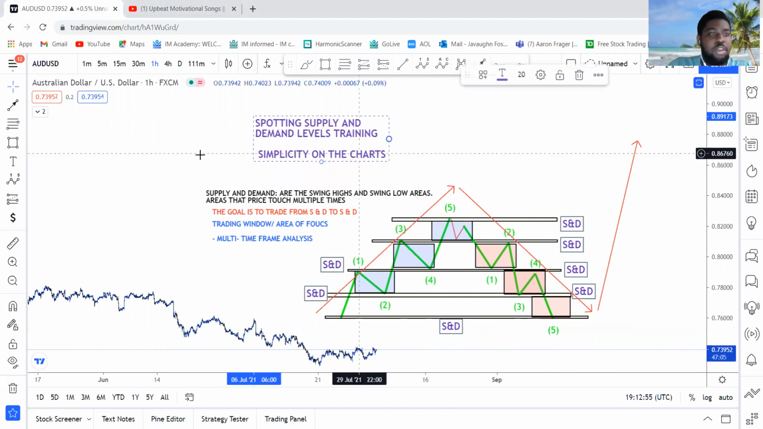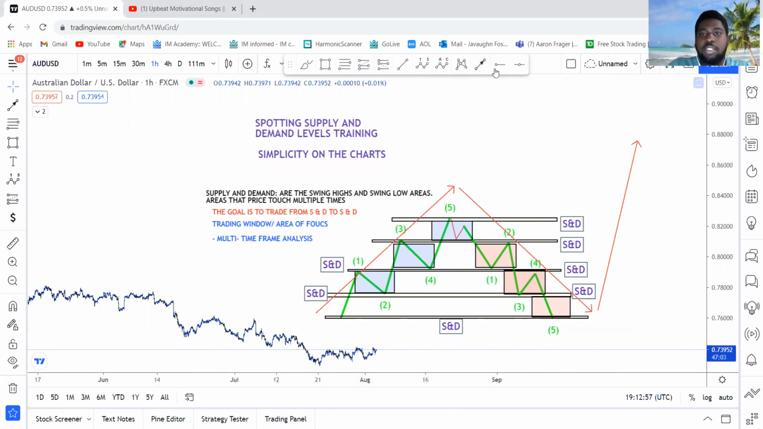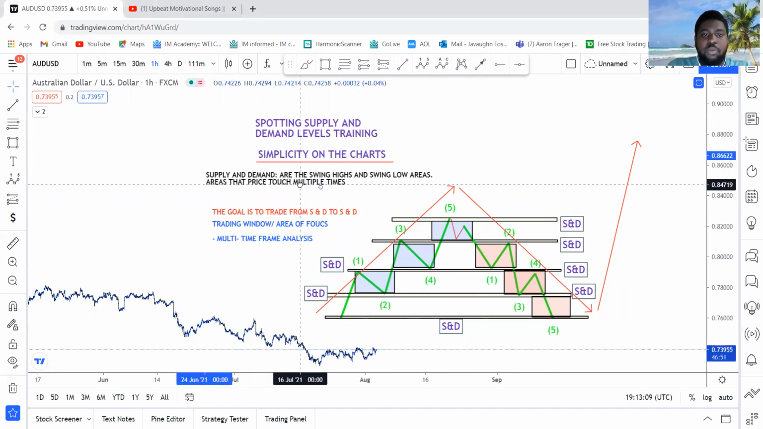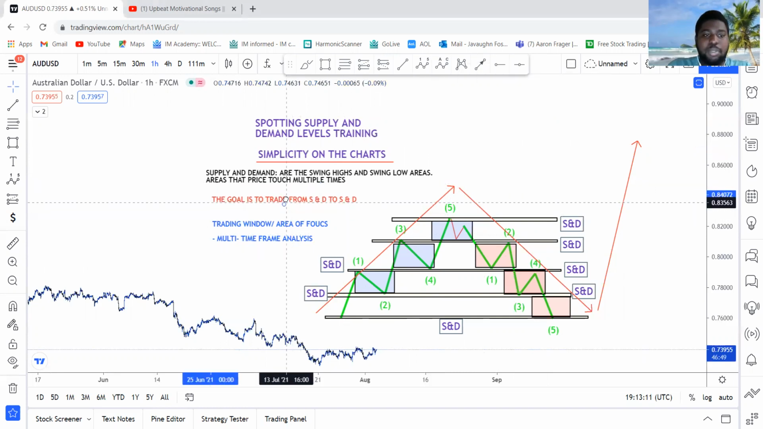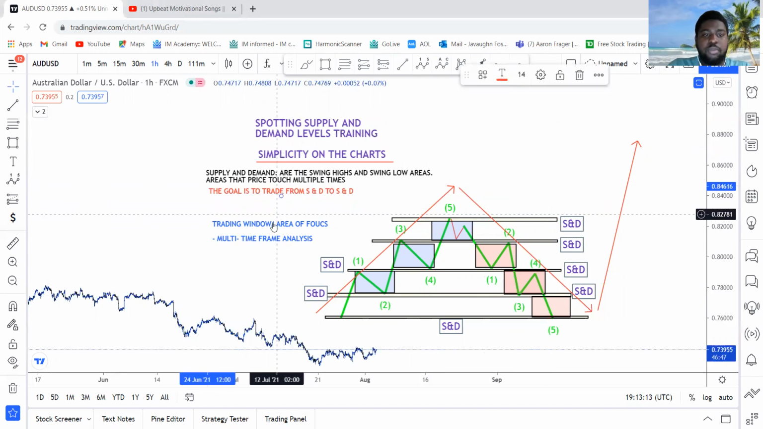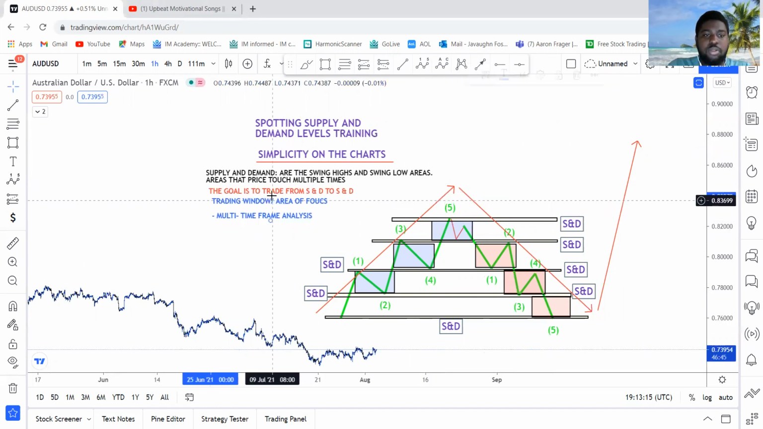Everything we're doing is going to be simplicity. We don't want to overcomplicate it, right? A lot of people talk about trading and you see they have all these indicators and all this extra stuff. We want to focus on simplicity on the chart, right? Want to make it easy for everyone.